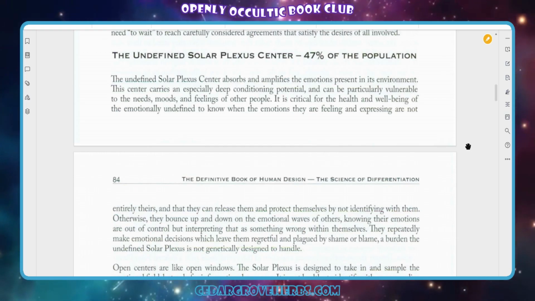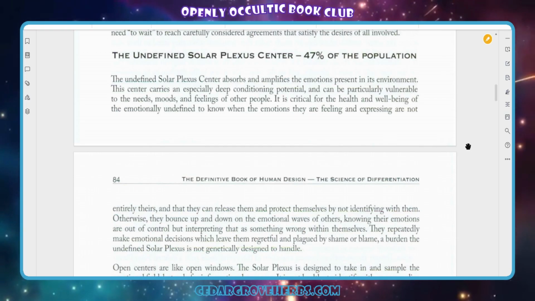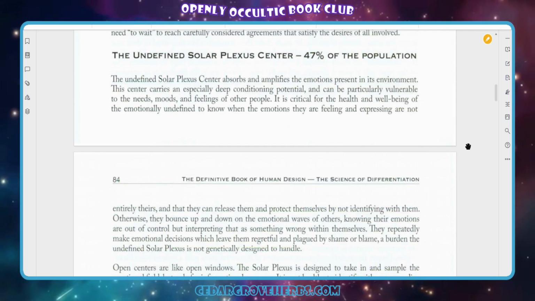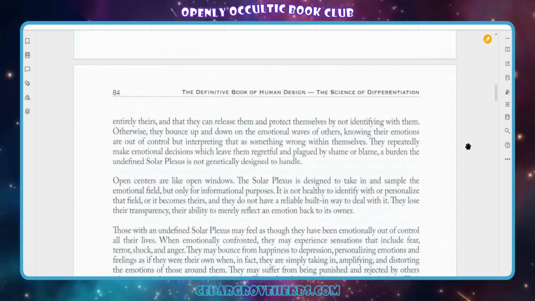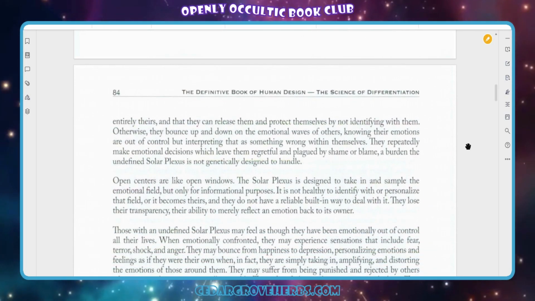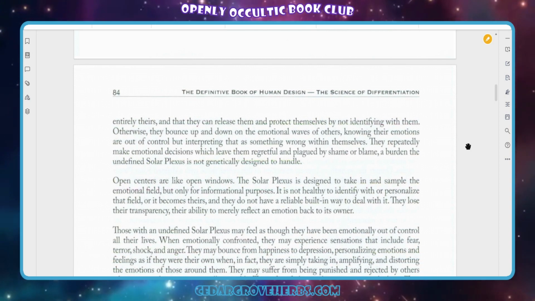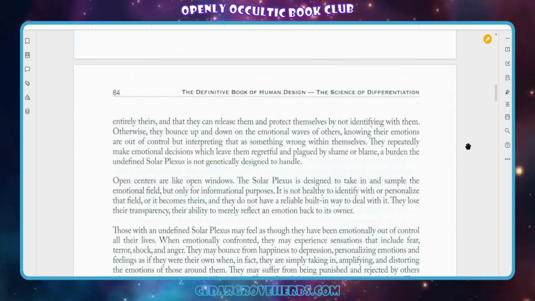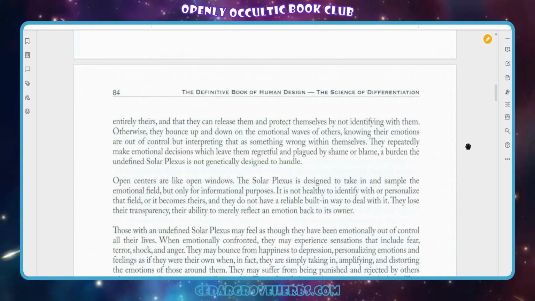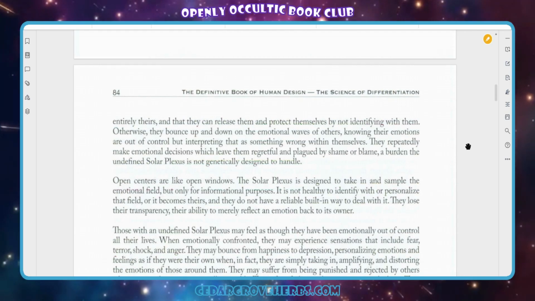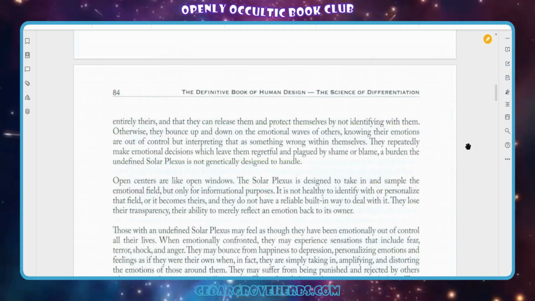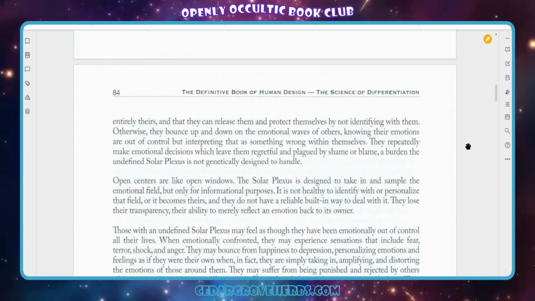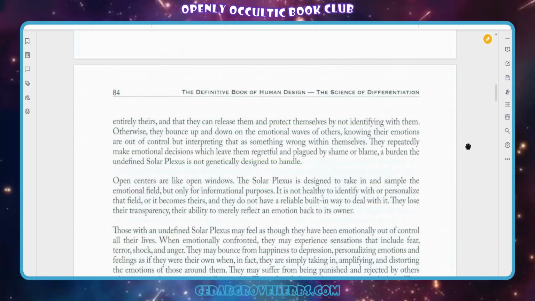It's critical for the health and well-being of these emotionally undefined children to know when the emotions they're feeling and expressing are not entirely theirs, and that they can release them and protect themselves by not identifying with them. Otherwise, they bounce up and down on the emotional waves of others, knowing their emotions are out of control, but interpreting that as something wrong within themselves. They repeatedly make emotional decisions which leave them regretful and plagued by shame or blame, a burden that the undefined solar plexus is not genetically designed to handle.